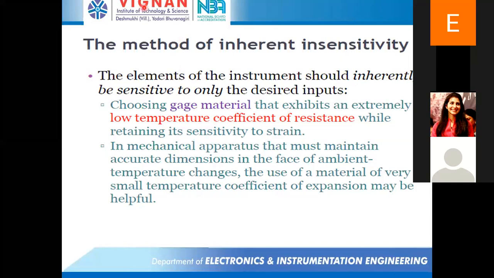What is the meaning of temperature coefficient of resistance? Any guess? What is the meaning of temperature coefficient of resistance? With respect to temperature, resistance also changes.